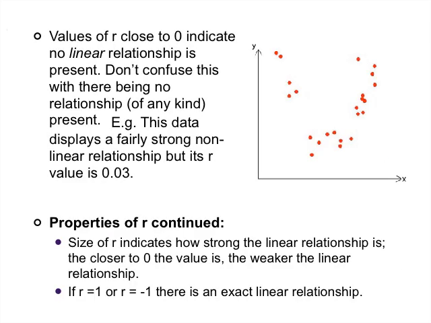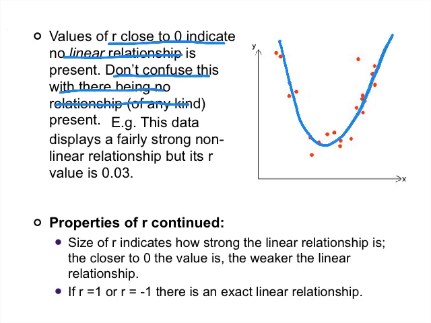Okay. So, as already mentioned, a value of r close to 0 indicates no linear relationship. Again, don't confuse this with there being no relationship of any kind. For example, here's a pretty good curve that indicates a relationship between the two variables in question, but it's not a line. So again, we're only talking about linear relationships.